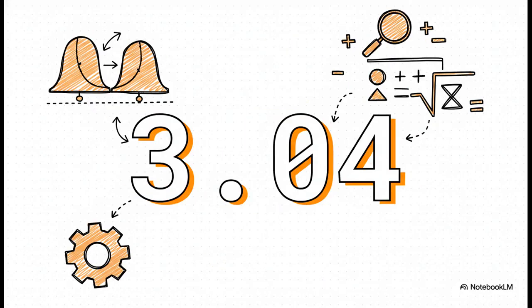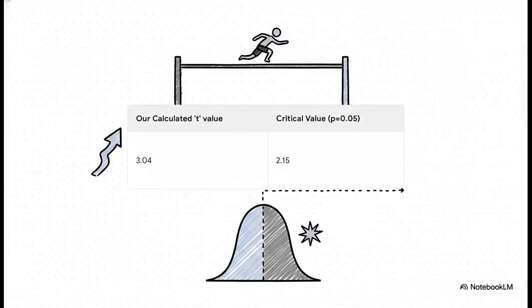This is where the t-test formula comes in. It takes all of this information, the difference between our two averages and the spread of the data within each group, and it boils it all down to one single powerful number. We call it a t-value. And for our little seed experiment, that value is 3.04. So what in the world does 3.04 actually mean? Well, on its own, not much.